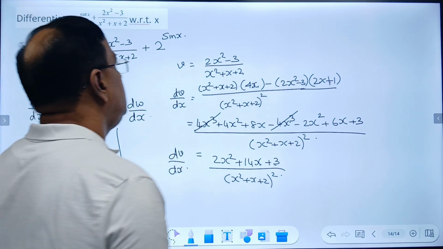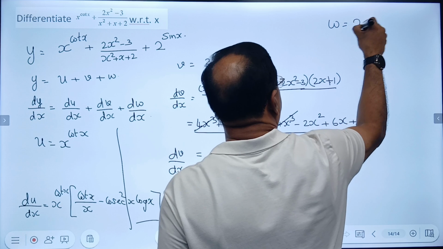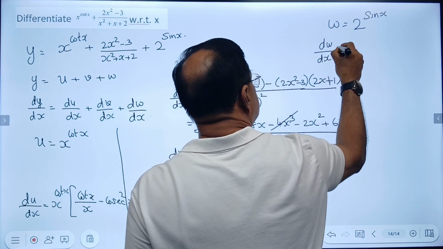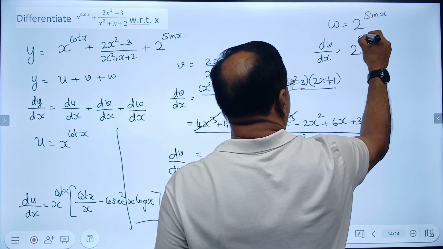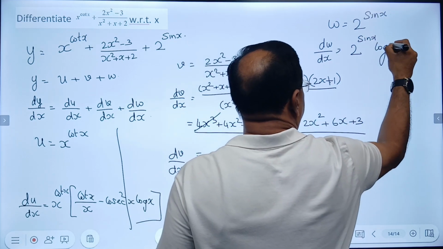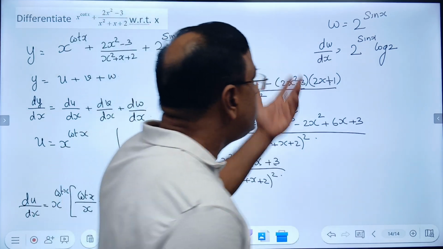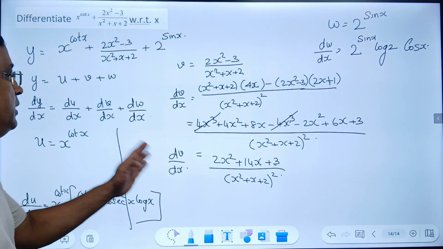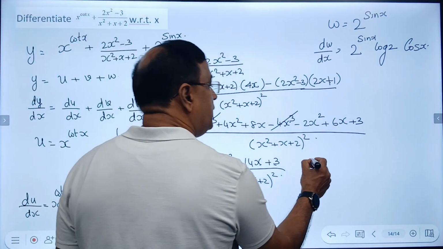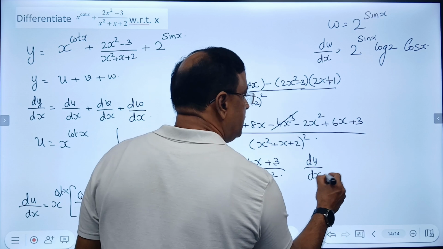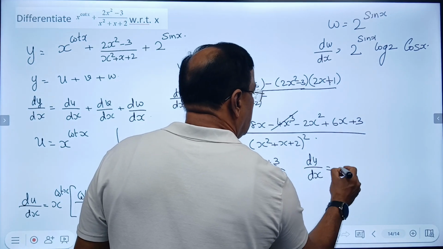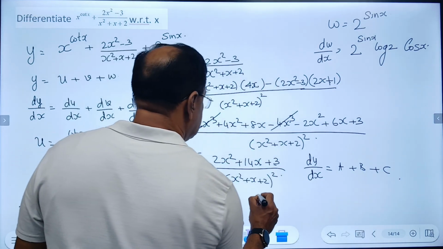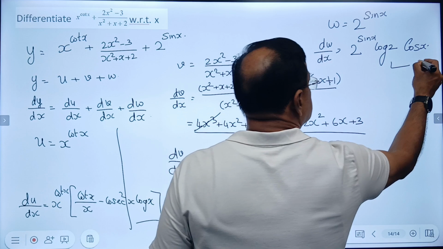Now finally, what is my dw by dx? So w equal to 2 power sin x. Now how do I differentiate this? dw by dx will be, what is a power x formula? A power x log a. Then differentiation of sin x will be cos x. So I have found du by dx, I have found dv by dx, I have found dw by dx. So all that you need to do is put dy by dx, which will be a plus b plus c. If I call this as a, if I call this as b, and if I call this as c.